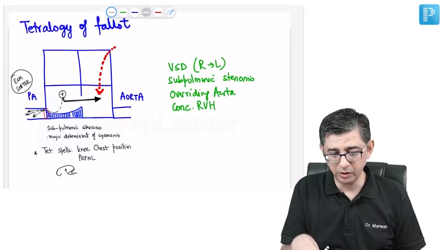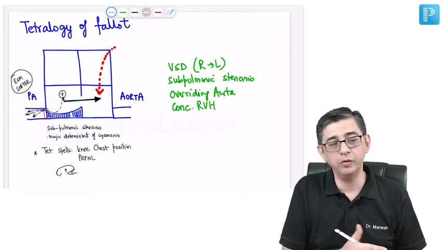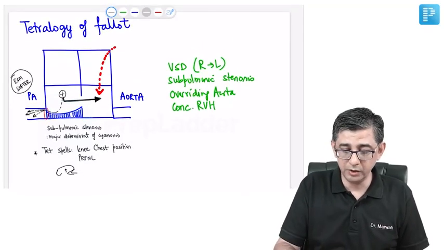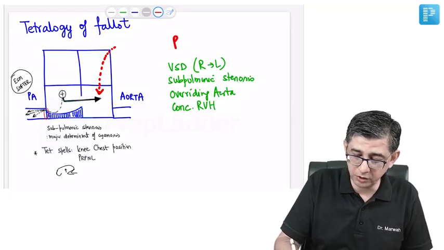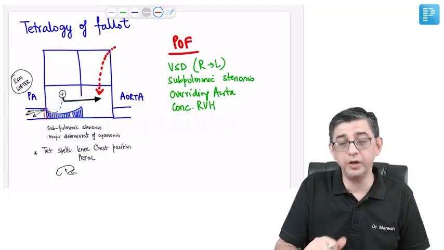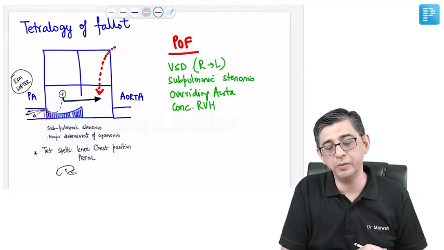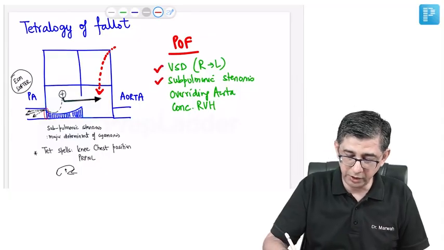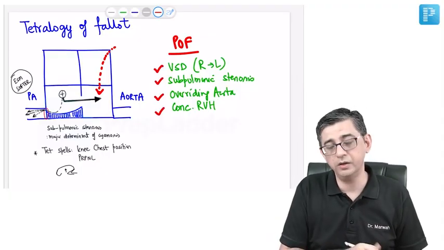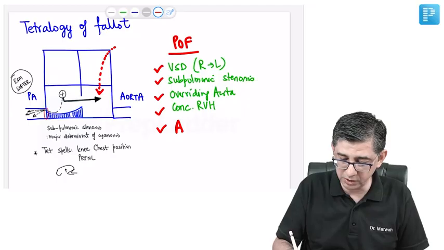This, guys, is an important concept with respect to tetralogy of Fallot. The 4 defects is what I've shown here. And suppose he wants to ask you regarding pentalogy of Fallot, POF. Then in pentalogy of Fallot, these 4 defects will anyway be present. But what would be the additional defect in pentalogy of Fallot? The additional defect would be the presence of an ASD.